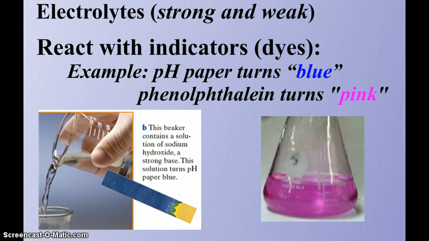Bases can also be electrolytes, both strong and weak, just like acids. And they also react with indicators, but typically a different way. So bases turn pH paper blue where the acids were red. And this phenolphthalein stuff, when it's in a base, has a nice distinctive pink color. So that's another way we can distinguish whether we are working with an acid or a base.